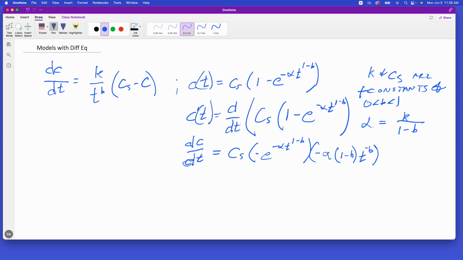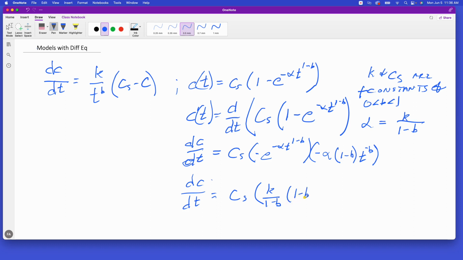Now we have a couple pieces that we can play around with here. Notice namely that alpha is k over 1 minus b, so we can actually rewrite this a little bit. And also notice that we have a negative here and a negative there, which allows us to do a little bit more rearranging with some of these pieces that might help us down the road. So I'm going to have dC over dt equal to C sub s. Now, negative and negative is a positive. Alpha I can rewrite as k over 1 minus b. I'm going to rearrange things as I go.